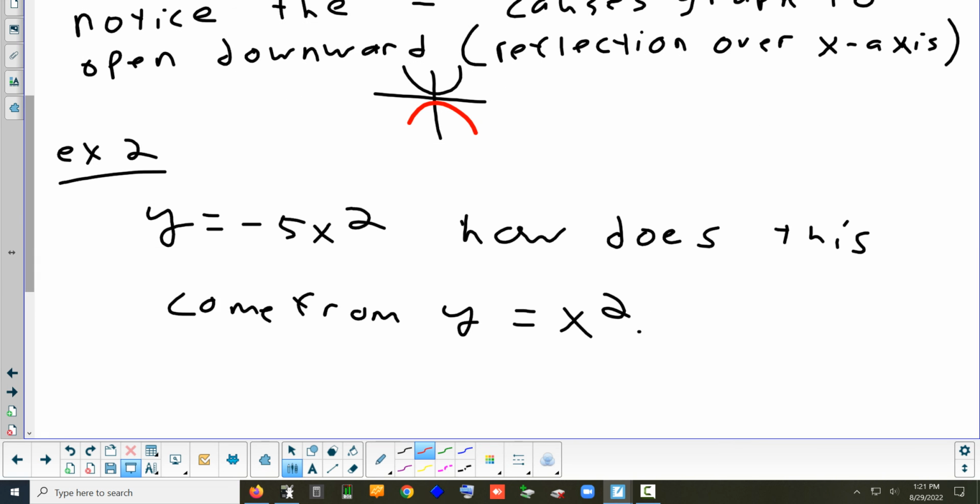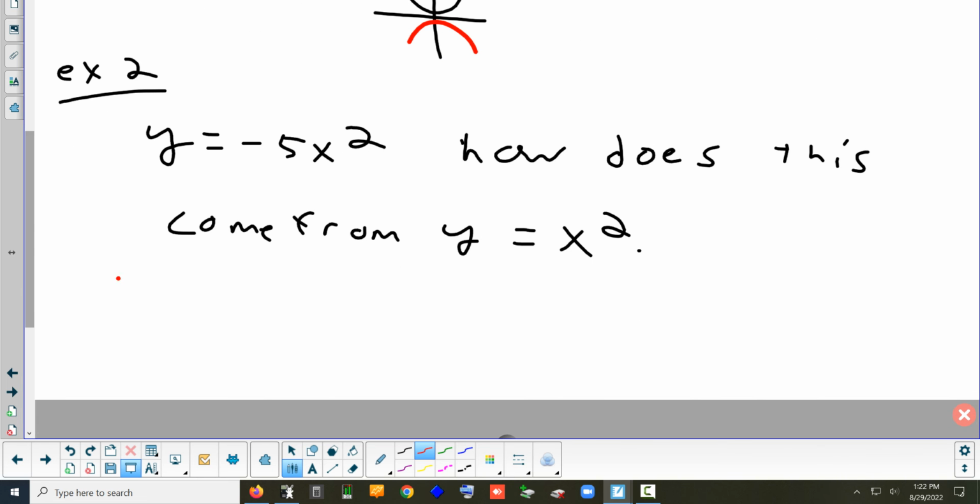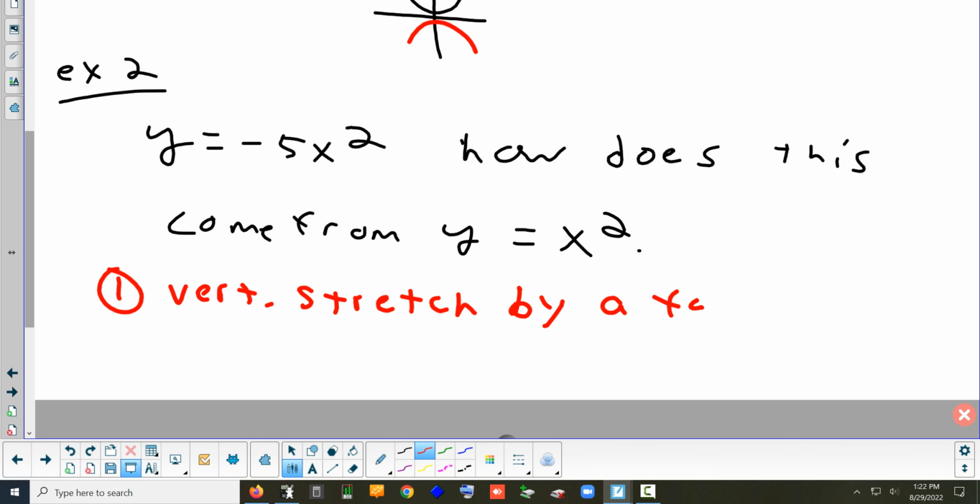All right. So it says, how can you get the graph of negative 5x squared starting from y equals x squared? So what I'm looking for you to do is describe the transformations. I'll give you a hint. There are two. The negative does something, and the 5 does something. Let's start with the 5. Can someone explain to me in words what the 5 is going to do? Yeah, so that's a vertical stretch by a factor of 5.